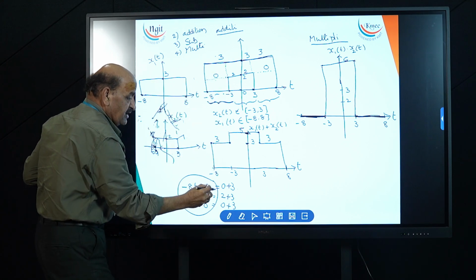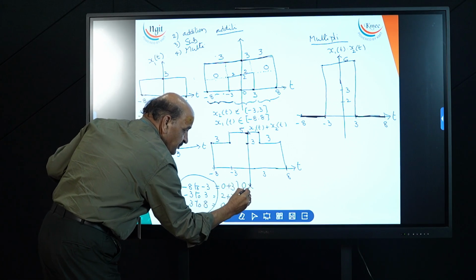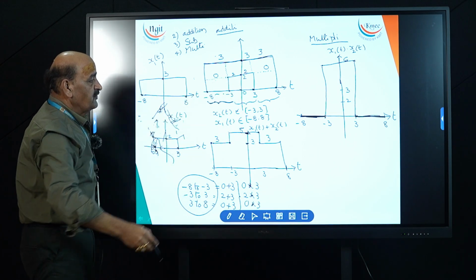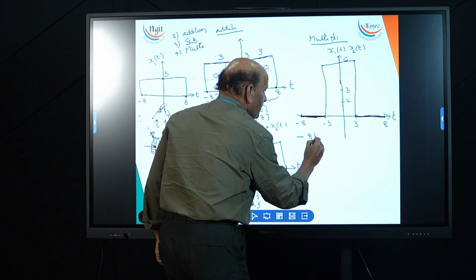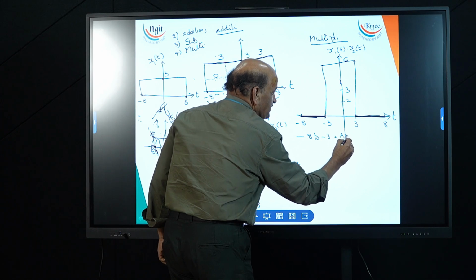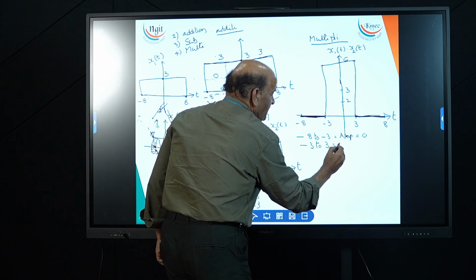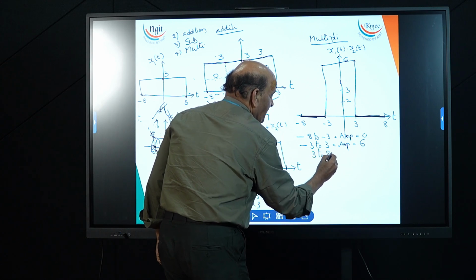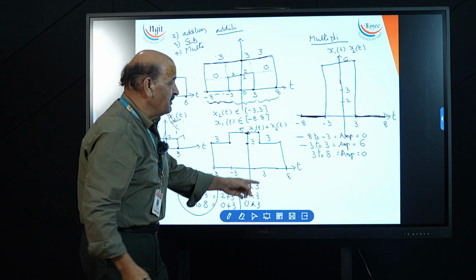But regarding multiplication, what happens? Here we made 0 plus 3, but 0 into 3 equal to 0. Here 2 into 3, 6. Here 0 into 3, 0. According to that, we made. So, in the new graph, in the new sketch, minus 8 to minus 3, the amplitude is how much? Amplitude is equal to 0. From minus 3 to 3, the amplitude is equal to how much? That is equal to 6. From 3 to 8, the amplitude equal to how much? That is equal to 0. That is the way you have to mention everything like this.